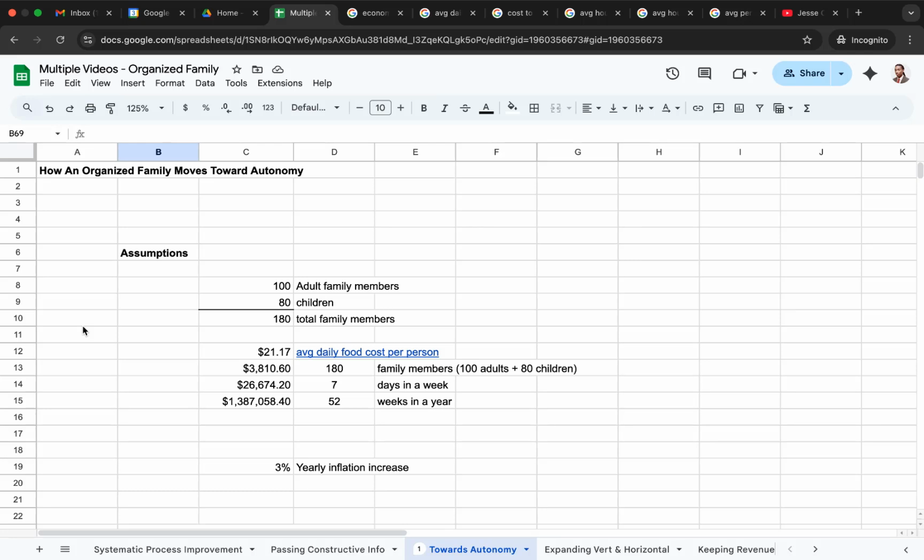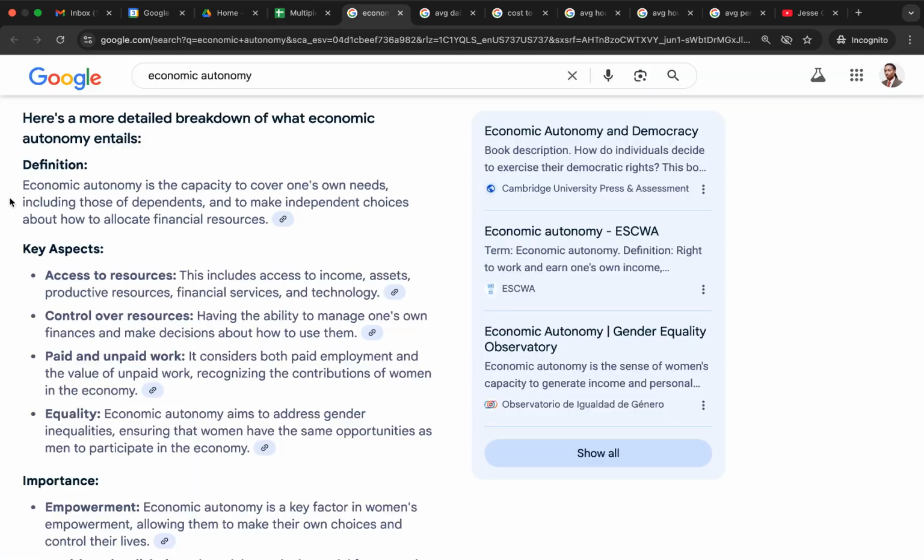How an organized family moves toward autonomy. So first, let's talk about the definition of autonomy. And we'll talk about this definition here. Economic autonomy is the capacity to cover one's own needs, including those of dependents, and to make independent choices about how to allocate financial resources.